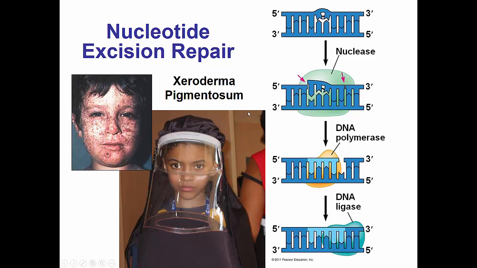And for any of you who have read the Odd Thomas books, those books by Dean Koontz, those books are actually about a guy, Odd Thomas, who has xeroderma pigmentosum. So that's your factoid for the day.